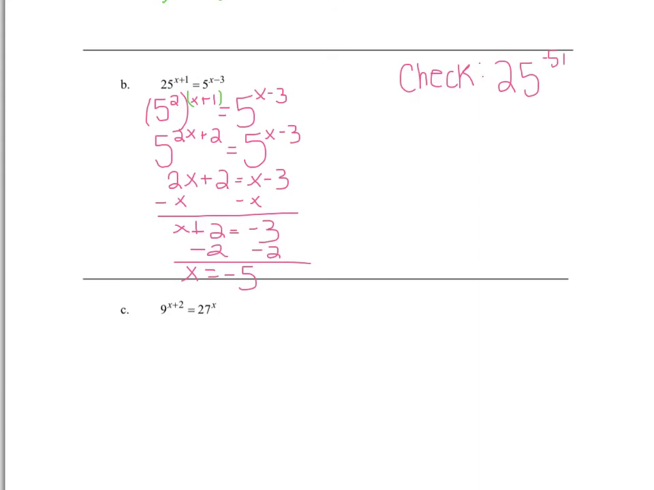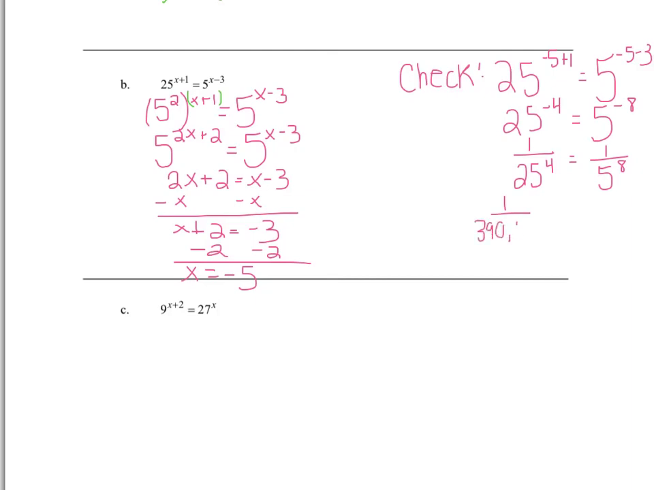25 to the negative 5 plus 1, we want to know, does it equal 5 to the negative 5 minus 3? Well, 25 to the negative 5 plus 1 is 25 to the negative 4, and 5 to the negative 5 minus 3 is 5 to the negative 8. Well, this is the same thing as 1 over 25 to the power of 4. This is the same thing as 1 over 5 to the power of 8. Well, if I figure out what each one of these equals, 25 to the fourth power is 390,625. 5 to the eighth power is also 390,625. So I know that we did this right.